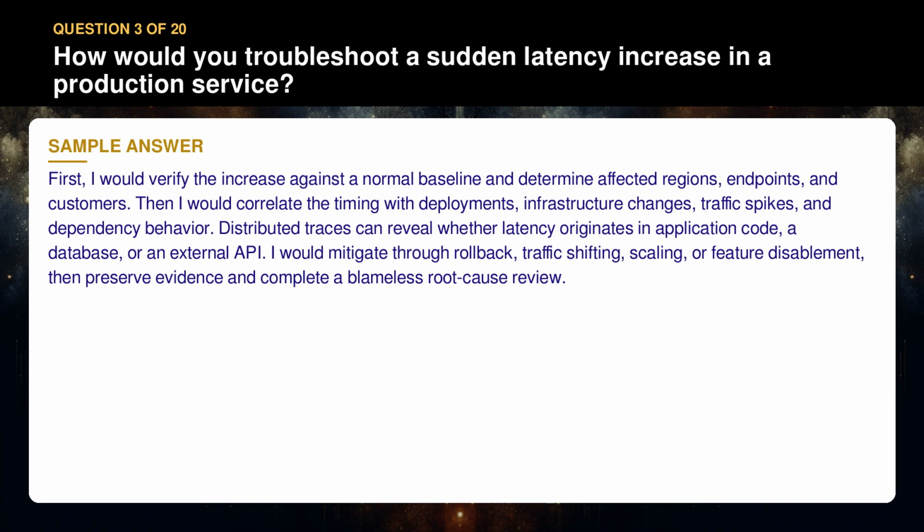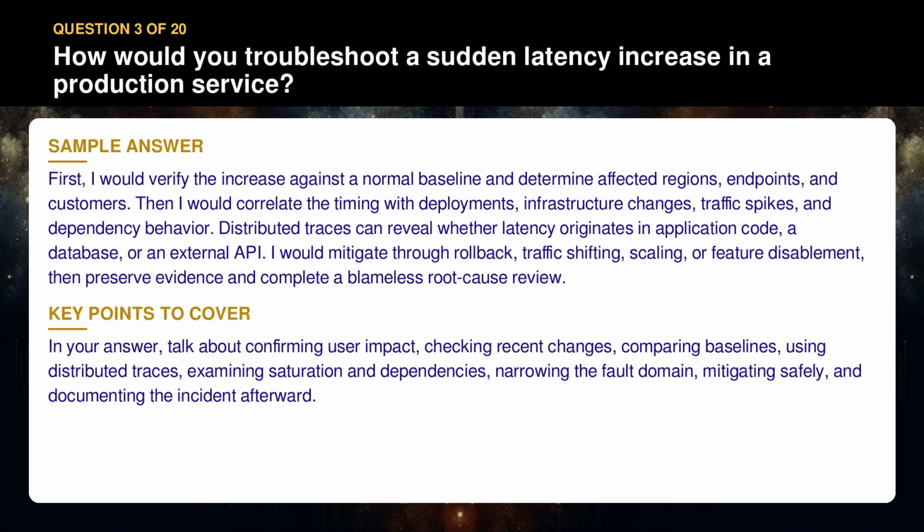I would mitigate through rollback, traffic shifting, scaling, or feature disablement, then preserve evidence and complete a blameless root cause review. In your answer, talk about confirming user impact, checking recent changes, comparing baselines, using distributed traces, examining saturation and dependencies, narrowing the fault domain, mitigating safely, and documenting the incident afterward.